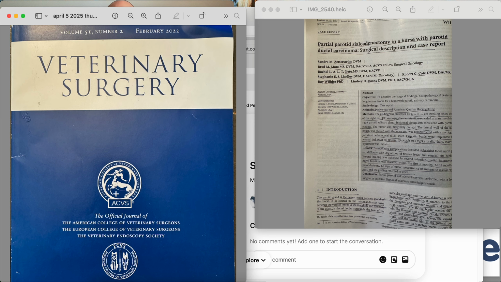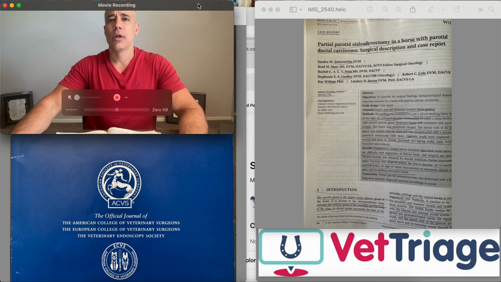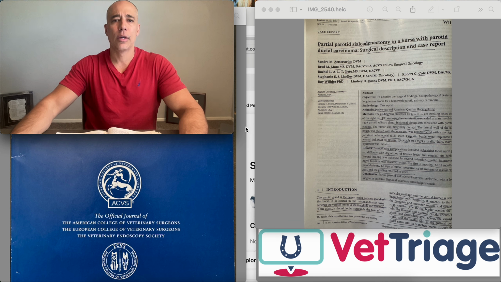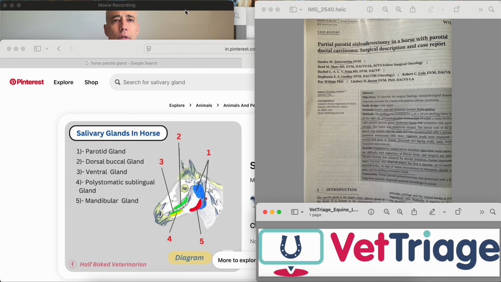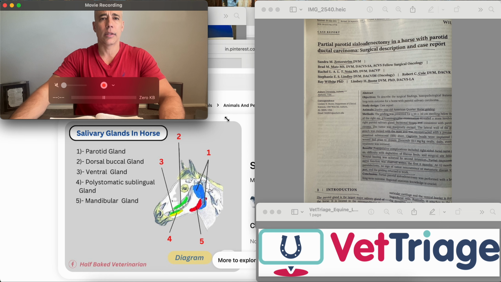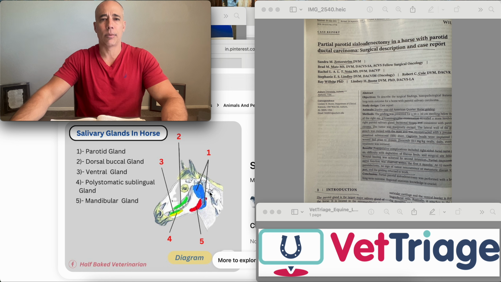We're continuing on with this issue of Veterinary Surgery, February 2022. We're going to be talking about partial parotid sialoadenectomy in a horse with parotid ductal carcinoma, surgical description and case report. And for those who need the anatomy of the different salivary glands in the horse's skull, there you have it. You can look at that as well while we talk about this. We're going to be talking about the parotid gland, so number one here.